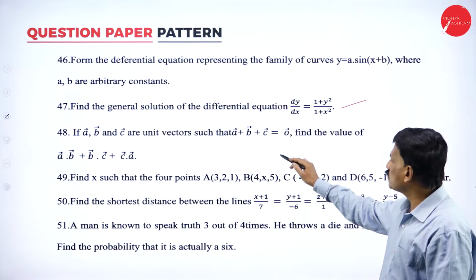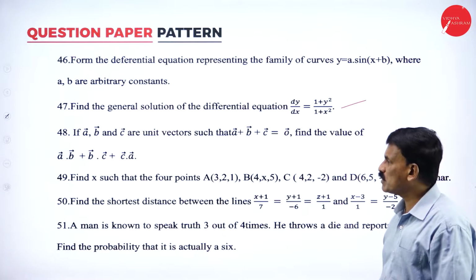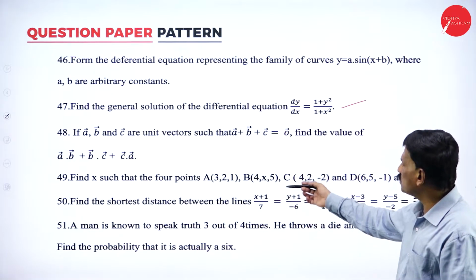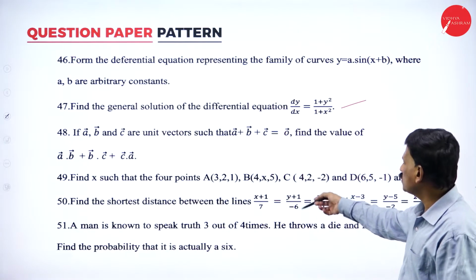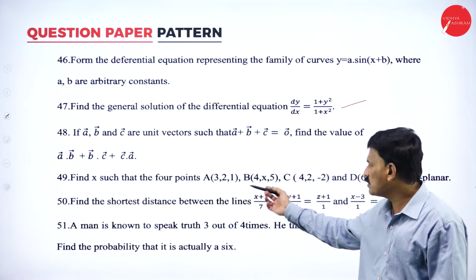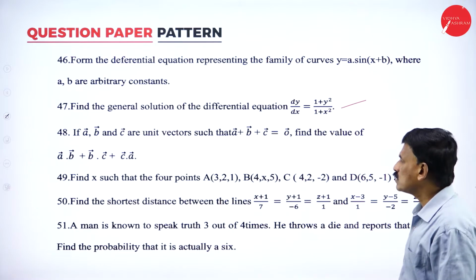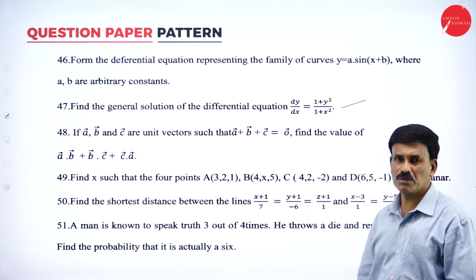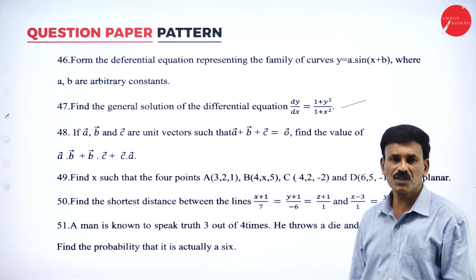Now here, one question from vector algebra for 3 marks, and the remaining questions are from 3D geometry. You can solve these using the vector method or the 3D method, and the last question is from probabilities. These are the questions for a 3 marker.